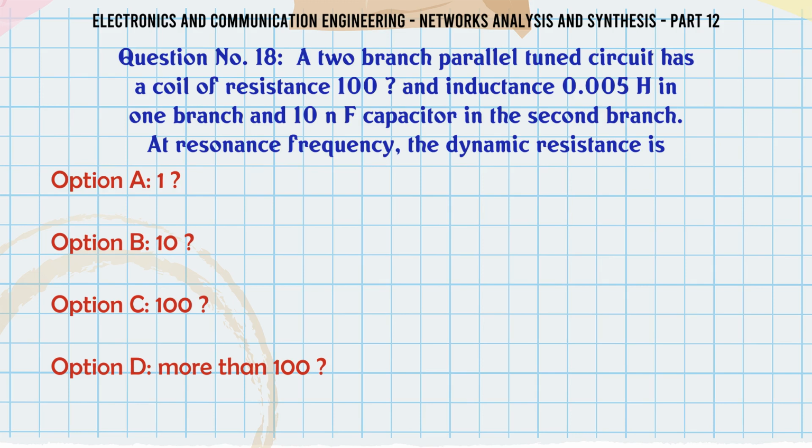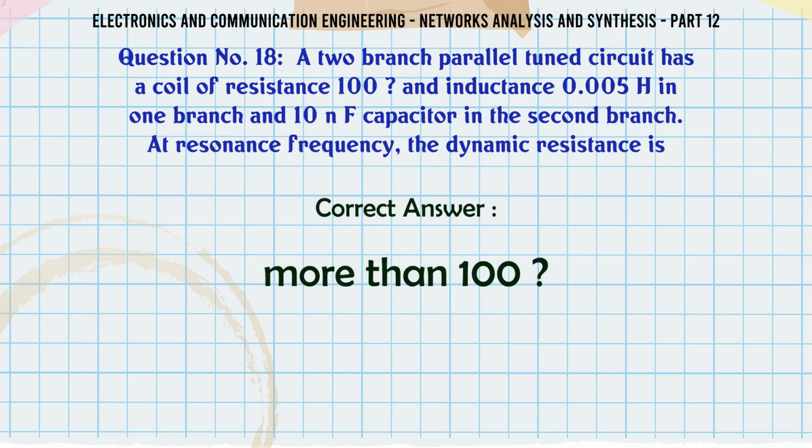A two-branch parallel tuned circuit has a coil of resistance 100 Ω and inductance 0.005 H in one branch and a 10 nF capacitor in the second branch. At resonance frequency, the dynamic resistance is: A, 1; B, 10; C, 100; D, more than 100. The correct answer is more than 100.